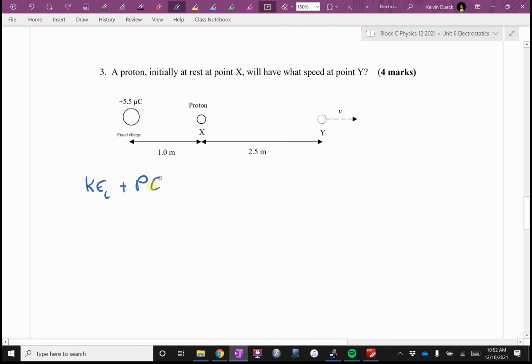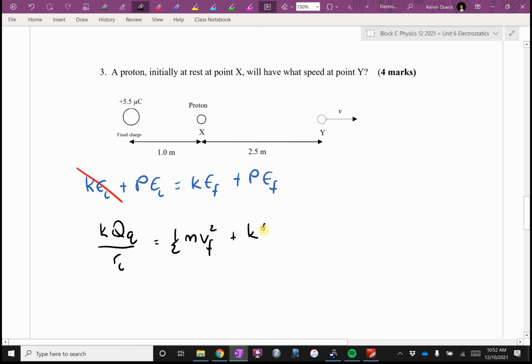KE initial plus PE initial equals KE final plus PE final. K, big Q, little q, over R initial equals a half little m V final squared plus K, big Q, little q over R final. I guess I'm going to find that.